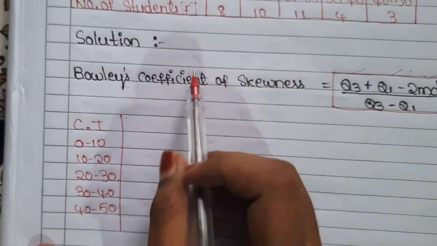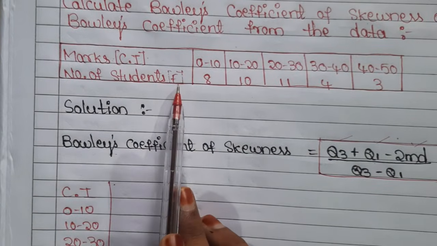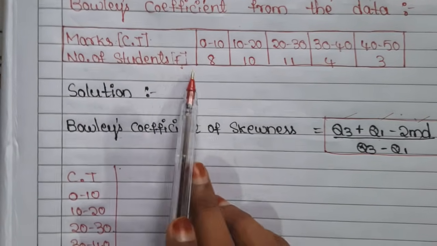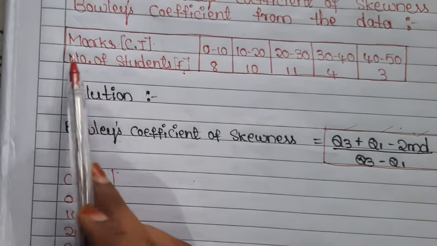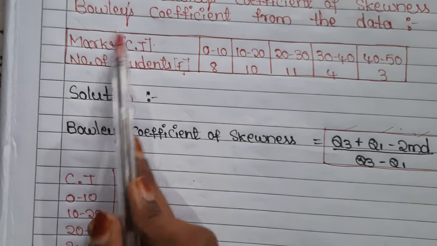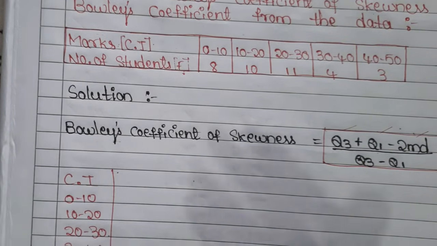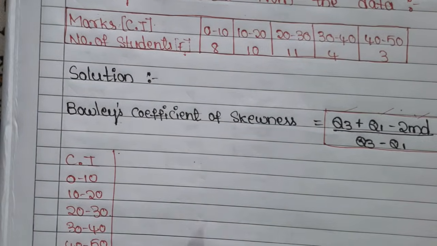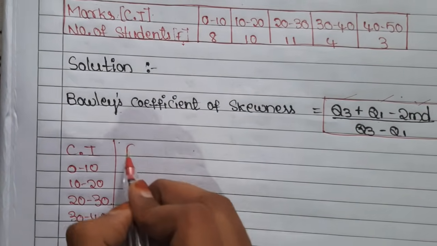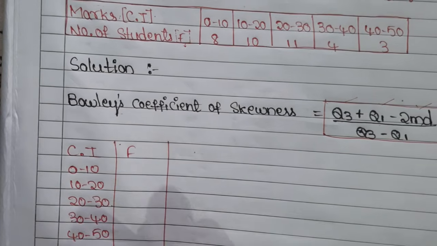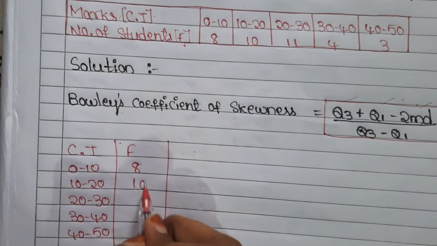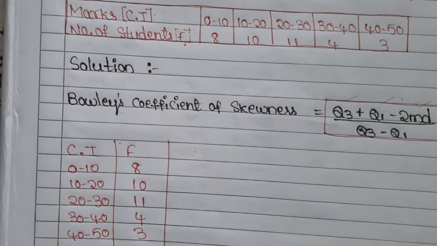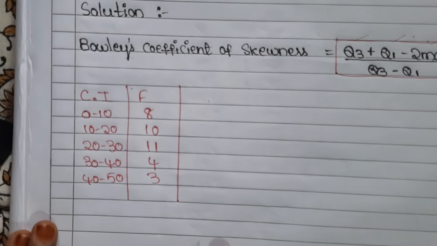We have F. If they give CI and F in the question, that is perfectly okay. If not, you have to assume marks as CI and number of students as F. In place of marks, they may give you something else, so whatever they give, you have to write it in the solution as it is in the question. Number of students is nothing but F. F is 8, 10, 11, 4, 3. So we are done with class interval and F.